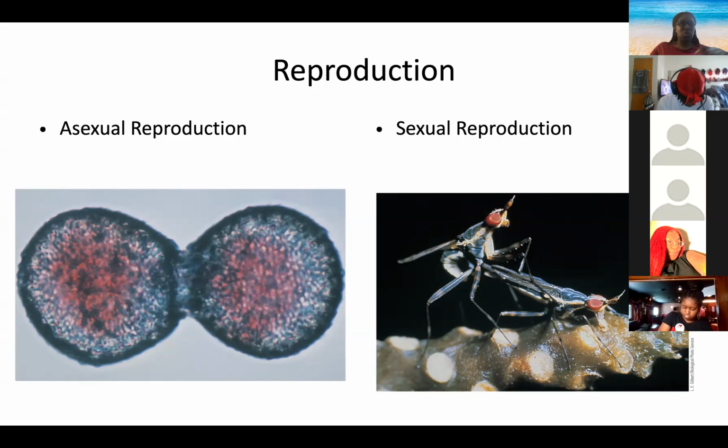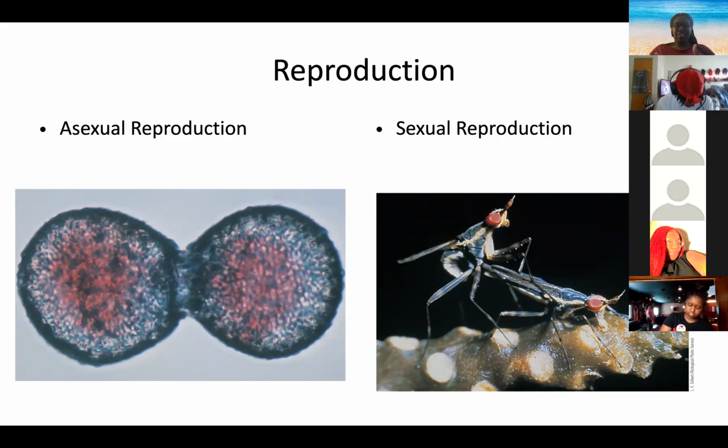This is asexual reproduction, where that parent cell will basically duplicate the genetic material and break off into two new organisms. All right, asexual reproduction.